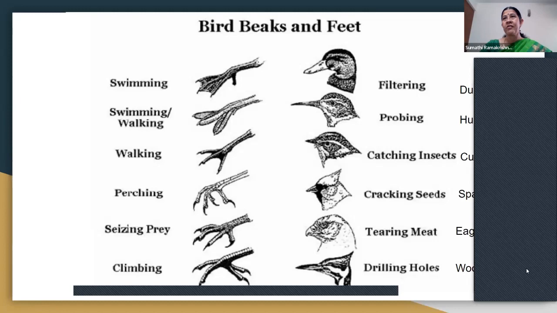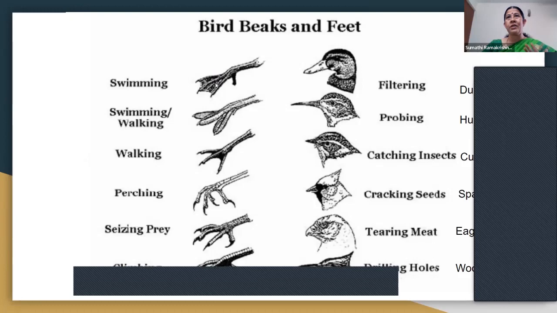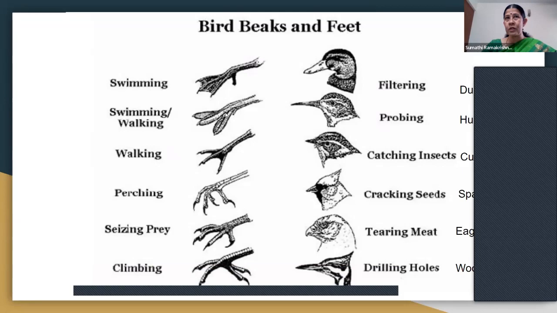Now, this type of feet is helpful for swimming. It's all joined, so it is helpful for swimming. And the next one, though it looks like it, is not joined. There is a gap, so this can be used for swimming as well as walking. This is only for walking. This is for perching, it can just hold and stand. This is for seizing prey, like an eagle or vulture, they just come, grab and go. So to hold it, they have such type of feet. And this is for climbing, like a woodpecker, which helps it to move.